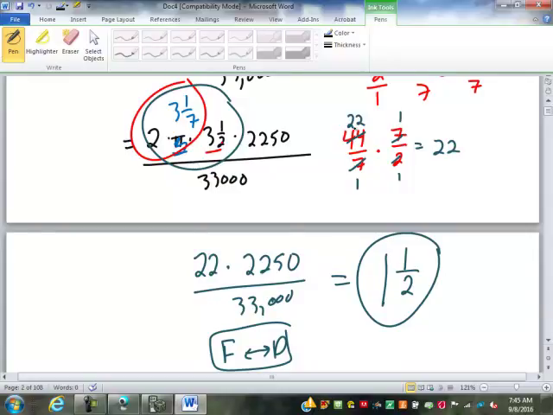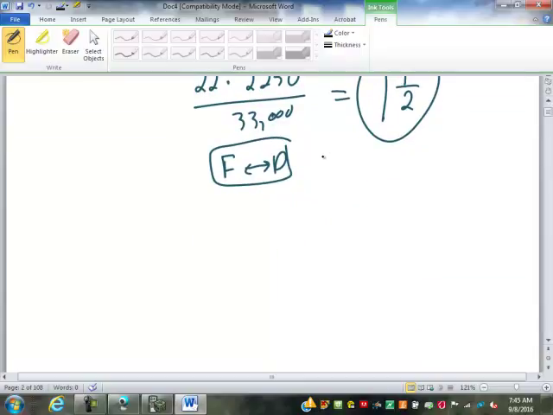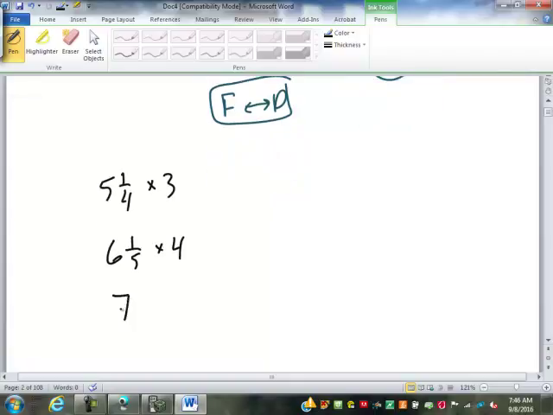Actually, I should do number 3, shouldn't I? On the job, 3 carpenters, each working 5 1/4 hours. So that's 5 1/4 times 3. There's 3 of them. 4 others, each work 6 1/5. So that's times 4. And 8 others, each work 7 1/3. So 7 1/3 times 8.